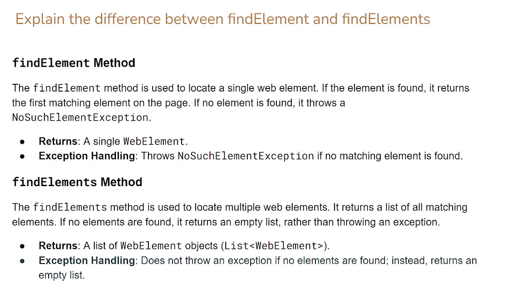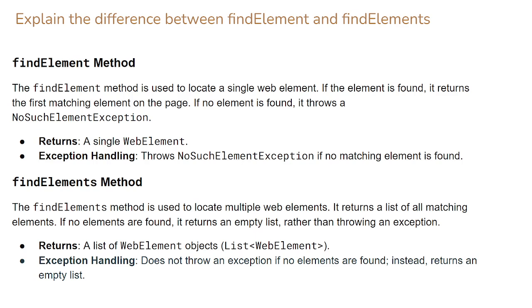Some of the key characteristics of the find element method are: it returns a single web element, and it throws a no such element exception if no matching element is found. It is suitable when you are certain that the element you are looking for is unique on the page, or when you only need to find the first match. That means if the element is unique, or there is no list of elements, then find element is mostly used.